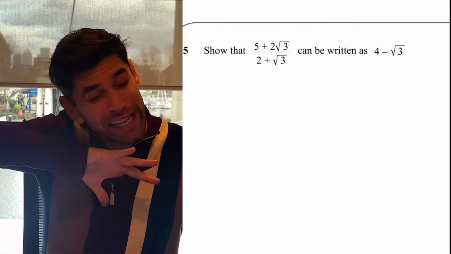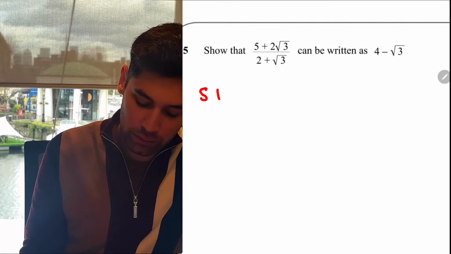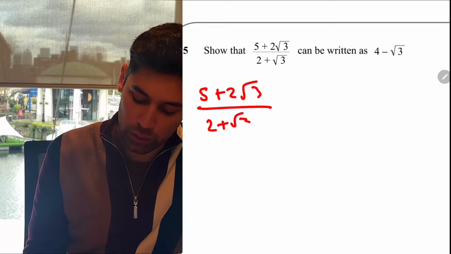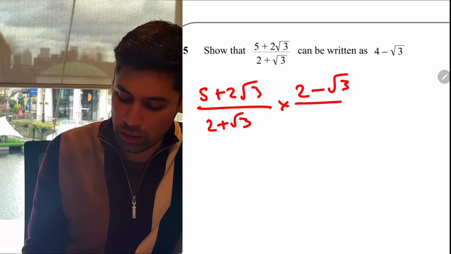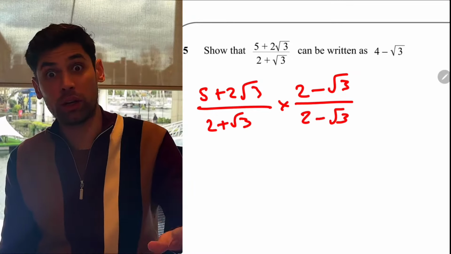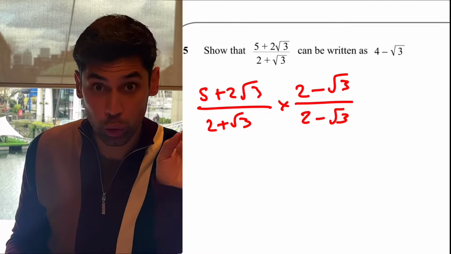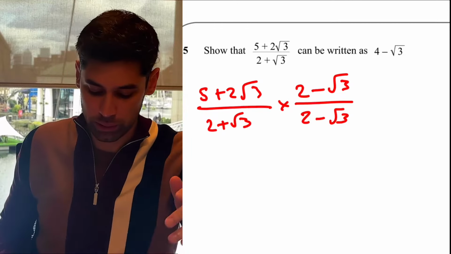And you will see the genius reason why this works later on. So we're going to do 5 plus 2 root 3 over 2 plus root 3 times 2 minus root 3 over 2 minus root 3. Now, you may be looking at this and say, why are we flipping this sign? What is the point? You will see very soon. This is genius. This is one of the reasons I love this topic.